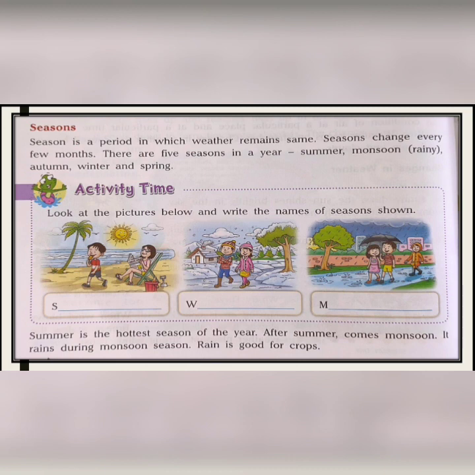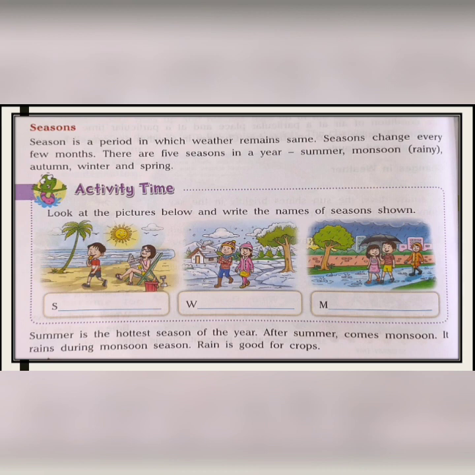Now the next topic is about seasons. A season is a period in which weather remains the same. Seasons change every few months. There are a total of 5 seasons in a year: summer, monsoon, that means the rainy season, autumn, winter and spring. So these are the 5 seasons in a year. You have to remember their names.